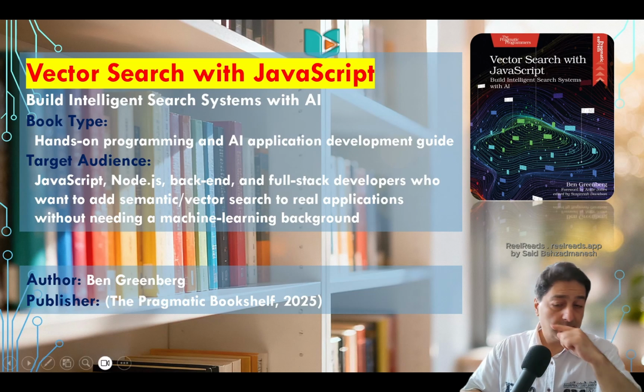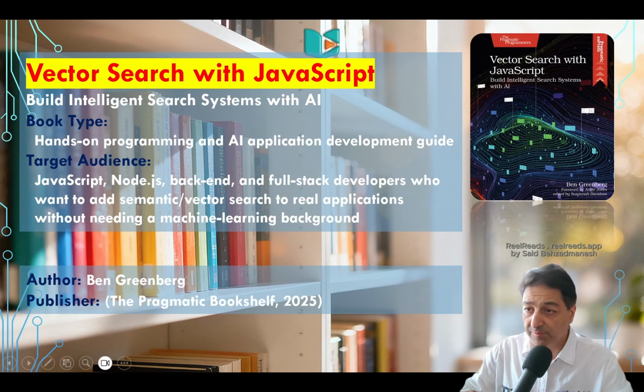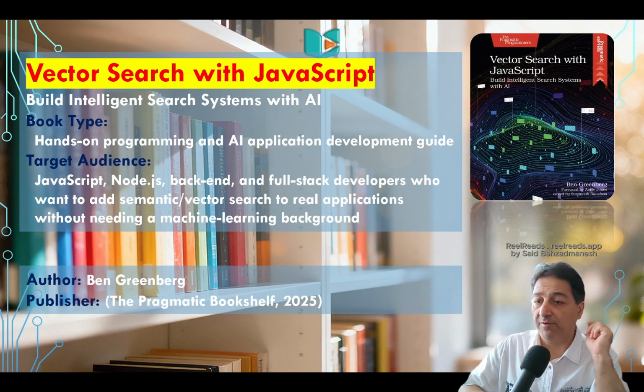Hello dear friends, today's topic is insight about a book named Vector Search with JavaScript. The author is Ben Greenberg. The publisher is the Pragmatic Bookshelf, 2025. The book is very fresh.